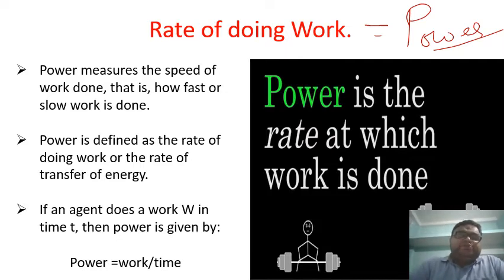Right, students? So if an agent is doing work W in time T, then power is W by T. So power is the rate at which the work is being done. Understood, students? Is there any problem? No? Okay, so now let's proceed.